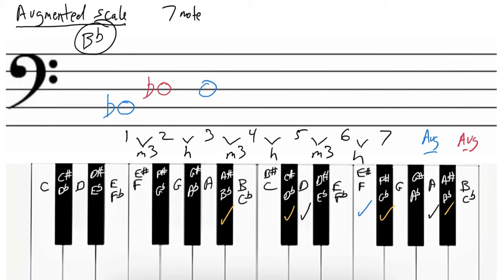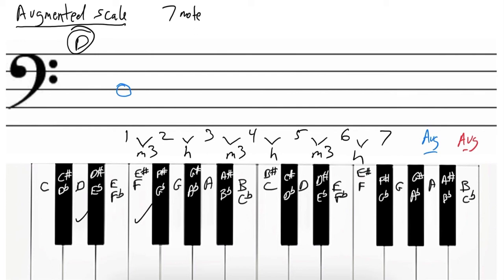We'll do one more example, and we'll continue to use our blue and red alternating notes. This time, let's do a D augmented scale. Erase our checks. The first note of a D augmented scale is D. Well, we know that's going to be blue. The second note is a minor third higher than D, so we have an F.